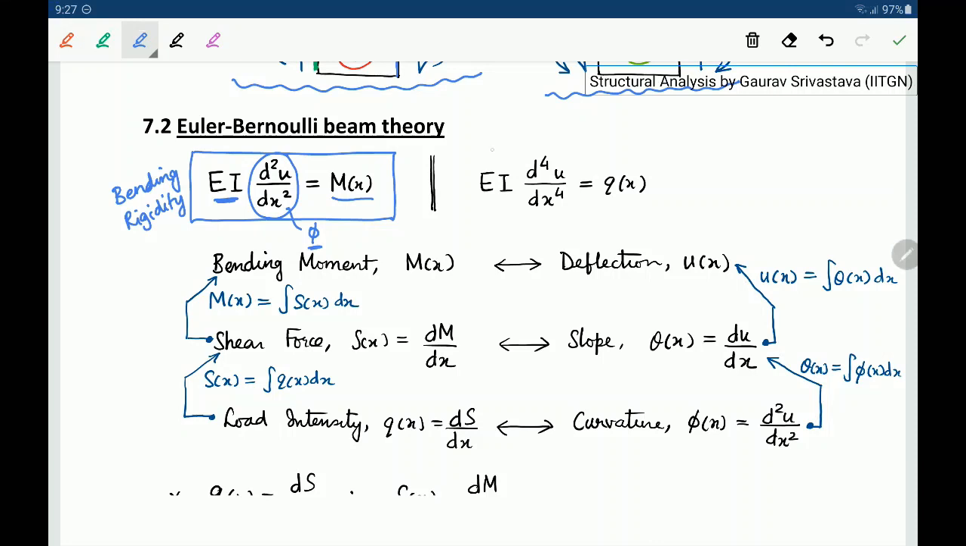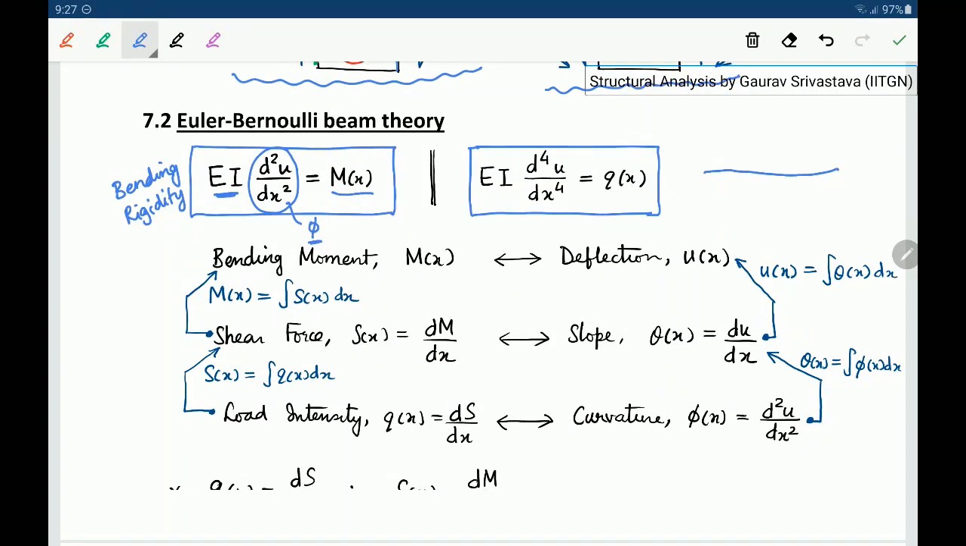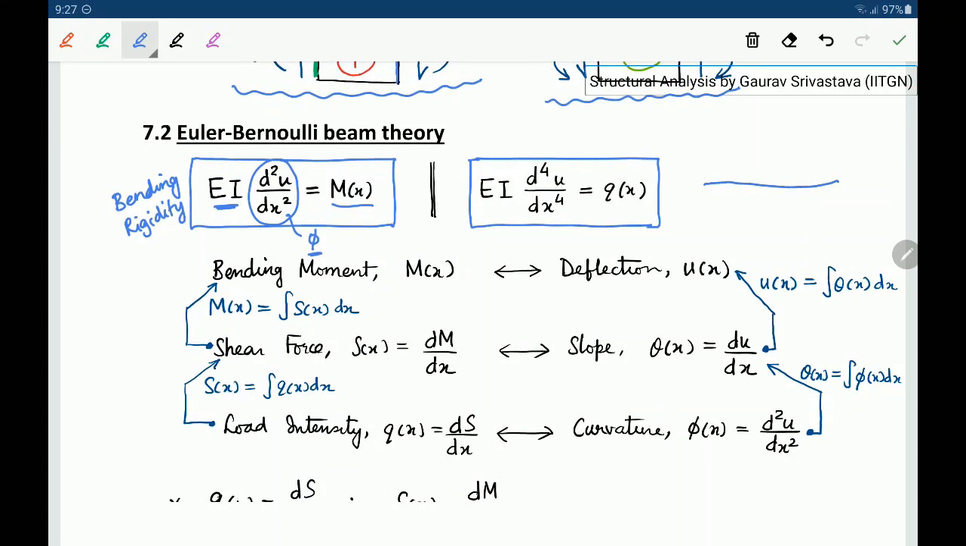There is another form which you might have seen, involving the fourth derivative of the displacement, and this basically is the load intensity. If we consider a particular span of a beam, this may have certain applied load on top. This is what q of x is. In fact, this will be minus q based on the sign convention.